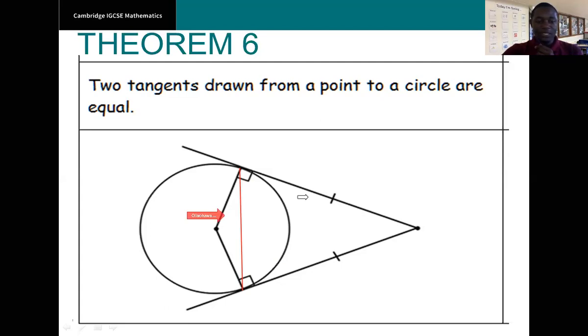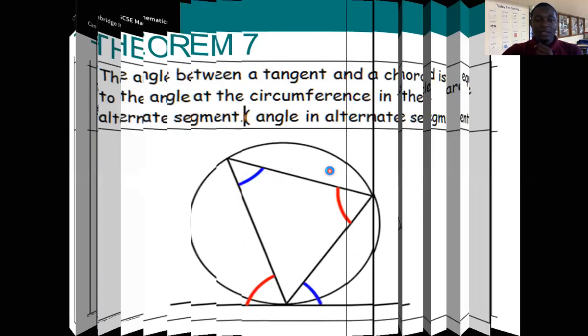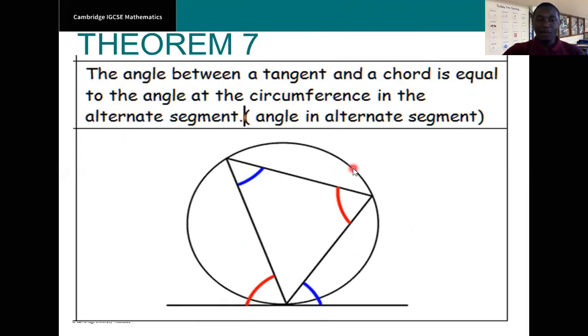Now let's move to the next theorem, theorem number 7. Theorem number 7 says the angle between a tangent and a chord is equal to the angle at the circumference in the alternate segment. Well, simply put, we say angle in alternate segments. Now, when do you make use of this theorem?